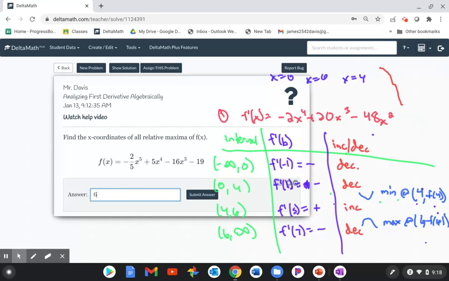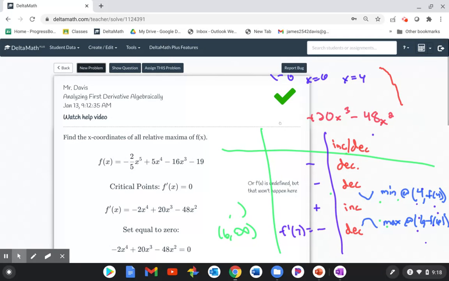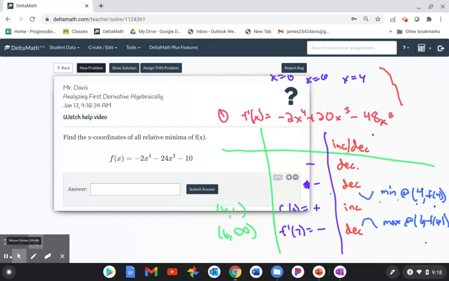But again, we've got all the information we would really need to know about this function that we can find by looking at the first derivative, all the intervals of increasing, decreasing, all of the mins and maxes. Let's go ahead and submit that. And we'll do one more together.